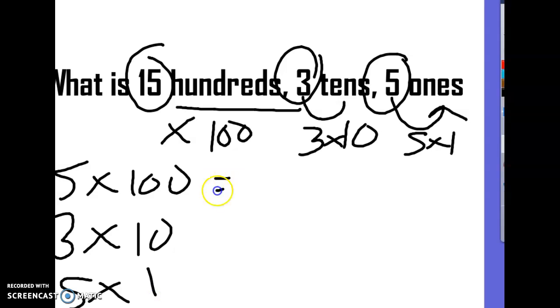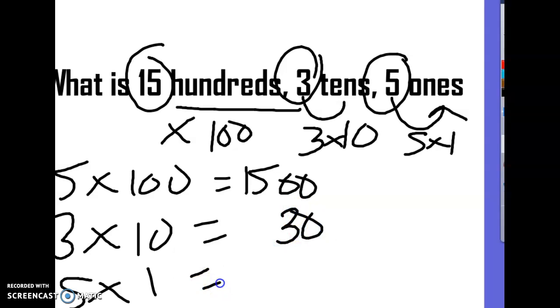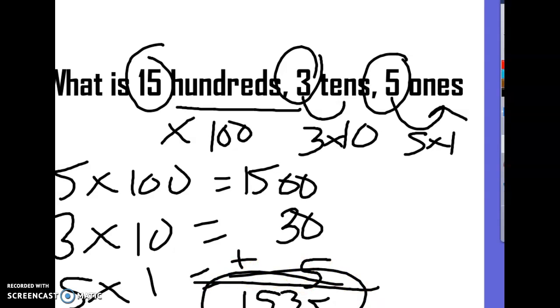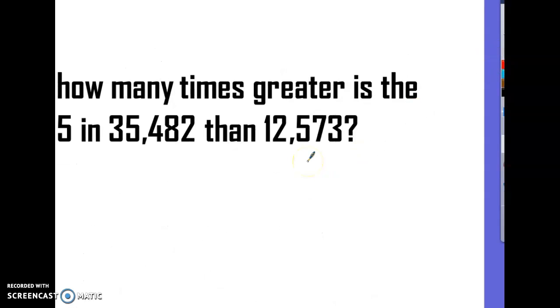All right. So let's go ahead and solve this. 15 times 100 is 1,500. 3 times 10 is 30. 5 times 1 is 5. When I add all this up, what will I get as my final answer? Good job, 1,535. This is what the answer is. All right, 1,535.